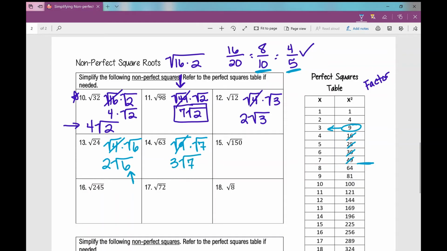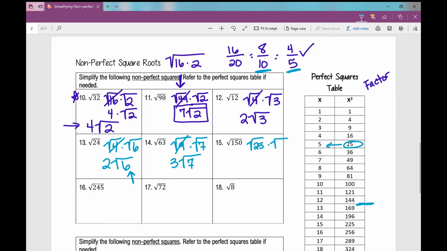Let's go on to number 15. 150. Again, I'm just doing this the same way every time. You might find little tricks to make it faster, but I'm just going to be consistent and do it the same way every time. So 150 is right here. When I go up my table of values to find the biggest perfect square that goes into 150, you can pause this video and do that now if you'd like, but I'm going to give you the answer. It's 25.